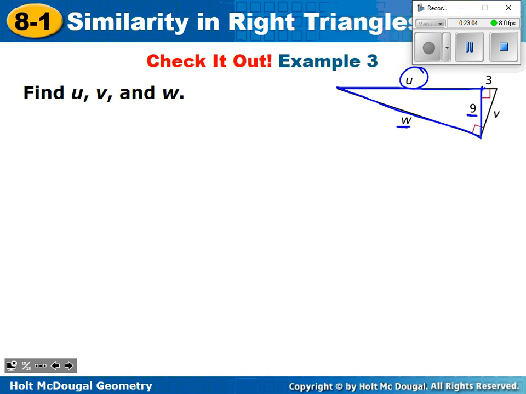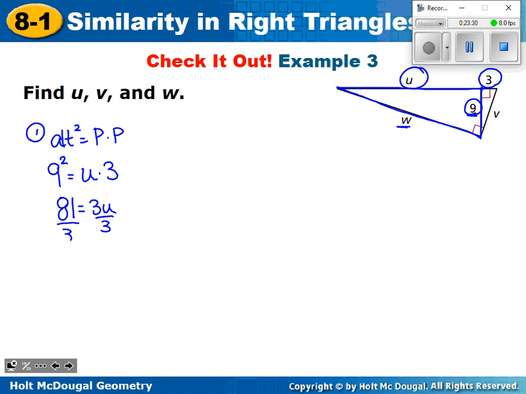Altitude, because I know the altitude and I know the other part of the hypotenuse. My altitude is 9 and the other part of the hypotenuse is 3. So I can find U first by doing altitude squared equals part times part. 9 squared equals U times 3, so that gives me 81 equals 3U. Divide by 3, and what is U? 27. Questions on how to find U? Okay, it's not the only way you could have found it, but that's one way.